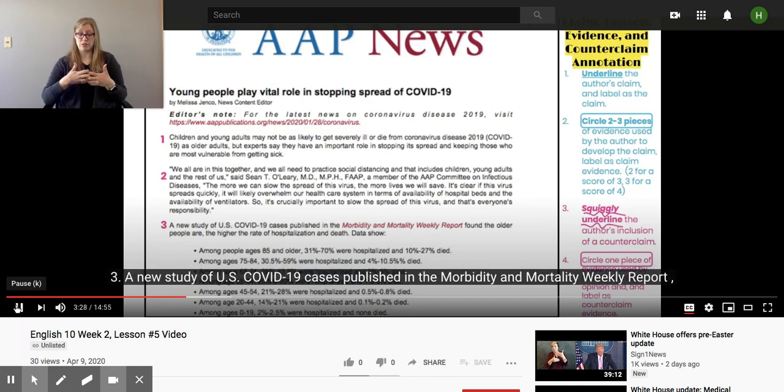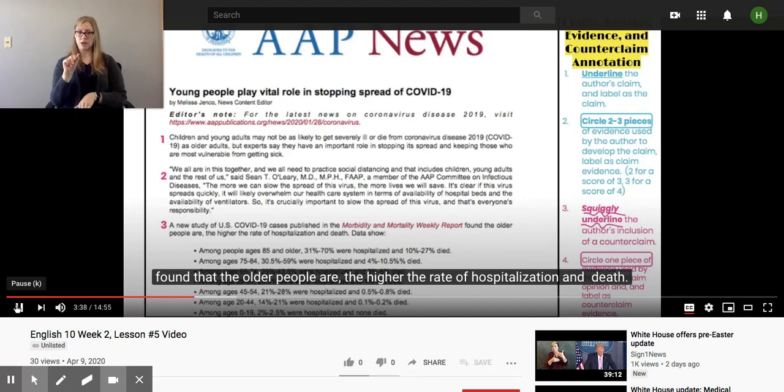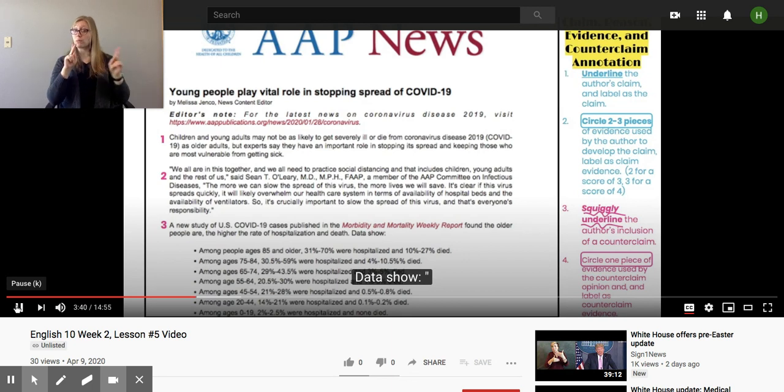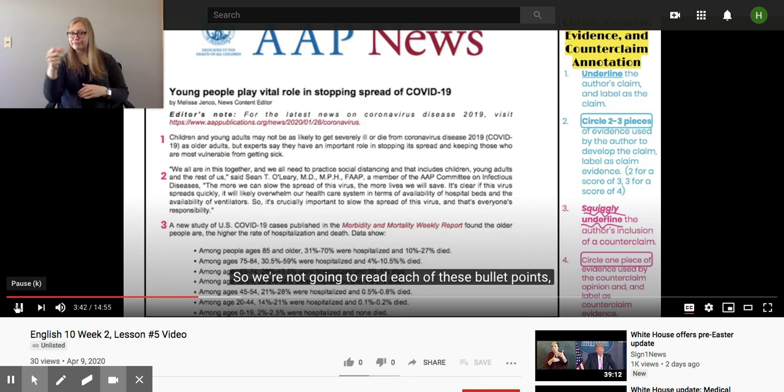A new study of U.S. COVID-19 cases published in the Morbidity and Mortality Weekly Report found the older people are, the higher the rate of hospitalization and death. Data show. So we're not going to read each of these bullet points, but I am going to read that very first one. Among ages 85 and older, 31% to 70% were hospitalized, and 10 to 27% died.